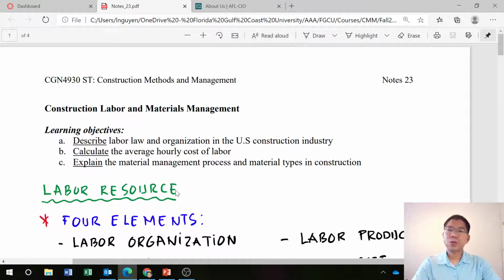In this lesson, we learn construction labor and materials management, and we have three learning objectives: describe labor law and organization in the U.S. construction industry, and calculate the average hourly costs of labor, where you see what the worker actually received compared to what the employer really paid for that hour of work. And the third objective, we explain the material management process and material types in construction.